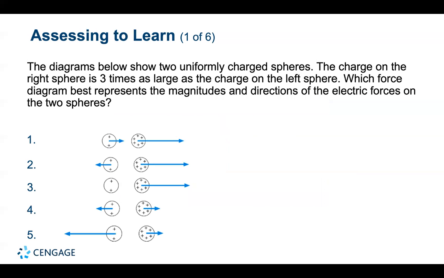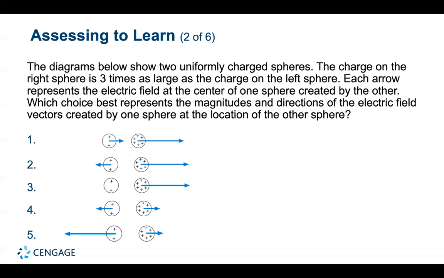Okay, we have a bunch of questions here. So I'm just going to quickly go through those and give the answer and then finish with the summary. The diagram below shows two uniformly charged spheres. The charge on the right sphere is 3 times as large as the charge on the left sphere. Which force diagram best represents the magnitude and direction of the electric force on the two spheres? And the answer is number 4.